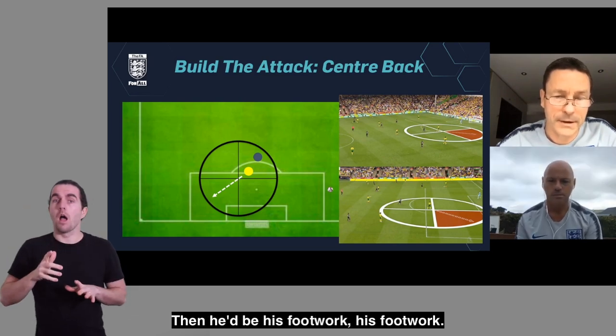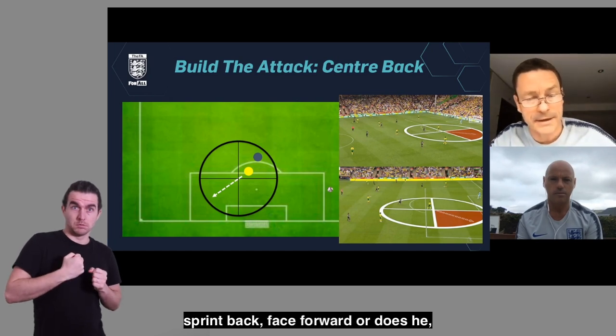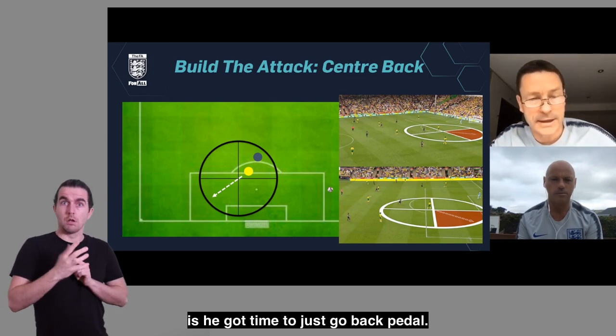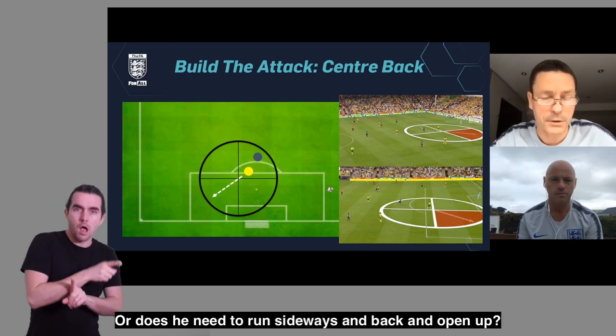Then it'd be his footwork. Does he run back? Does he turn and run back, sprint back, face forward, or has he got time to just go back pedal, or does he need to run sideways and back and open up?